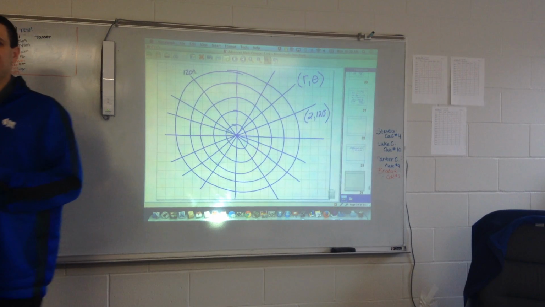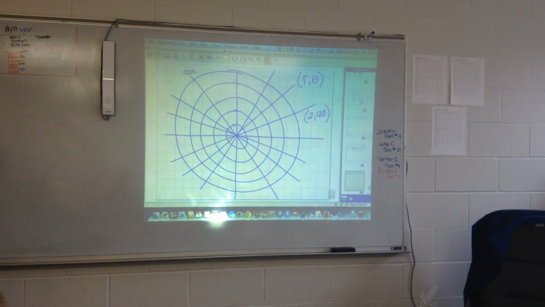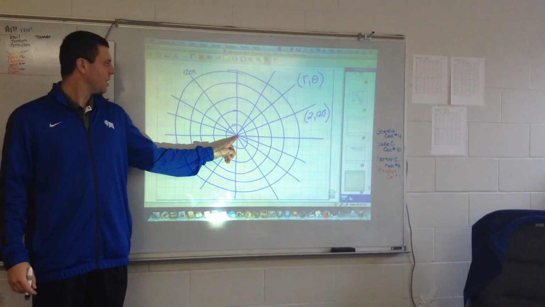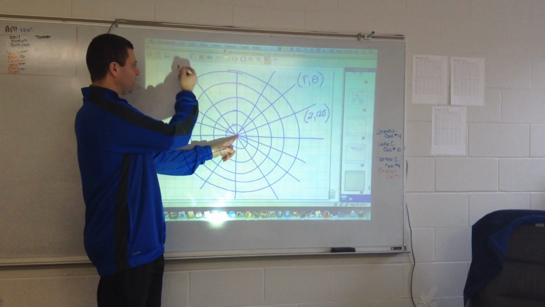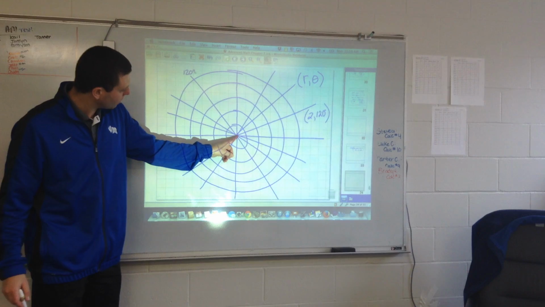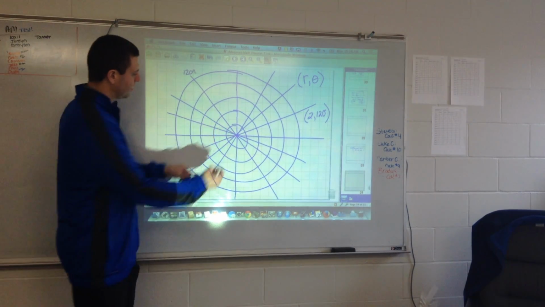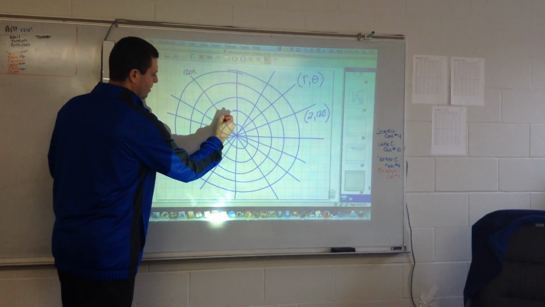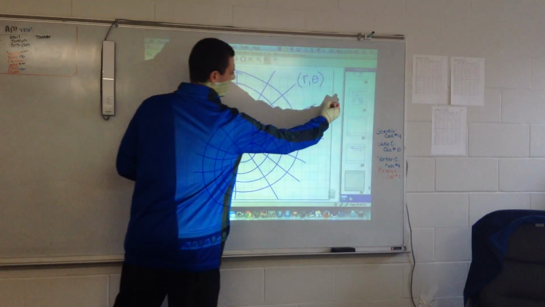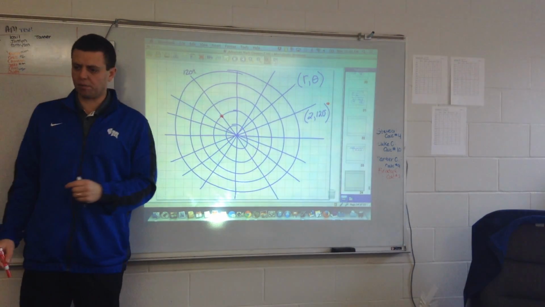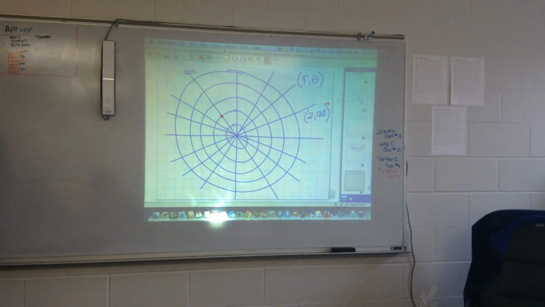And then I need to find a point that is 2 units away from the origin at this angle. So here's the origin. I know this is the angle I'm dealing with, and I need to go 2 units away from the origin. So I'm going to go 1, 2, and that would be located right here. So 2, 120 degrees would be plotted at that location. Does that make sense?